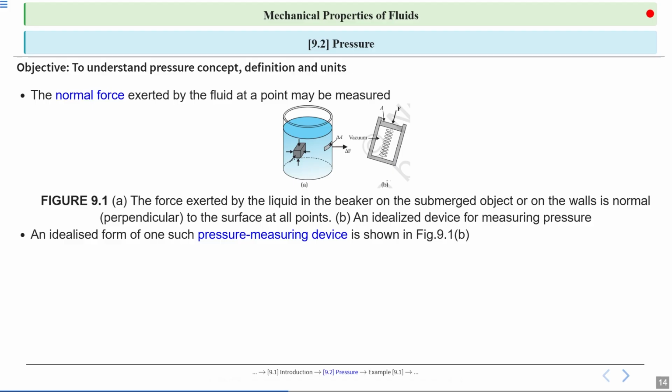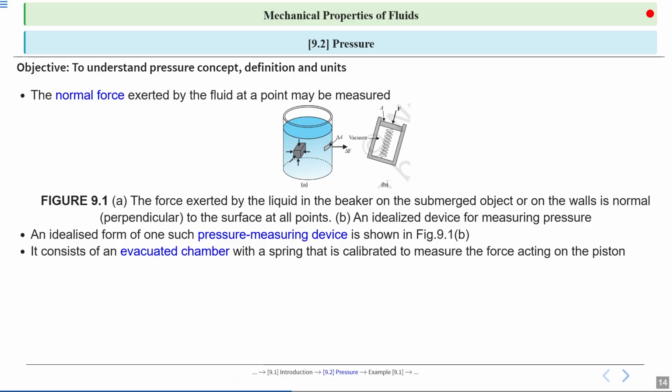So, an idealized form of one such pressure measuring device is shown in figure 9.1b. This device helps us visualize how pressure can be measured in a fluid. It's important to understand how such devices work because they allow us to quantify the pressure exerted by fluids in various applications.